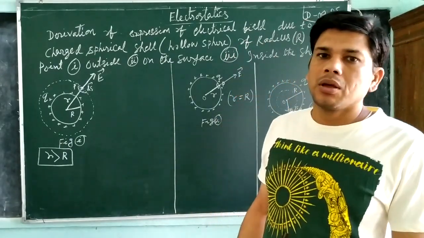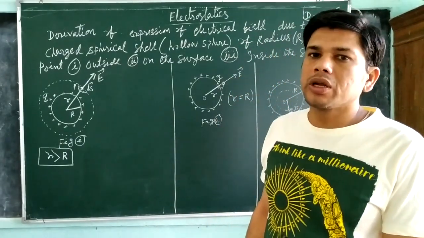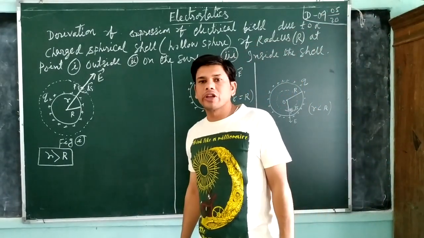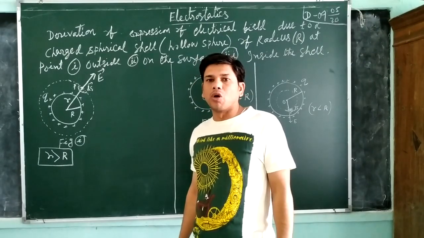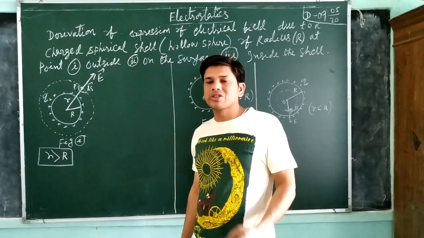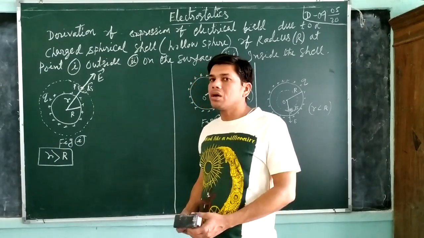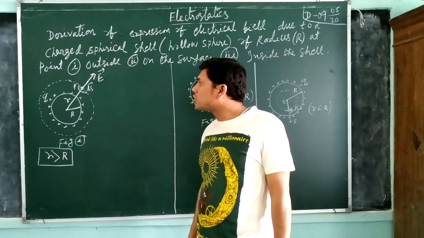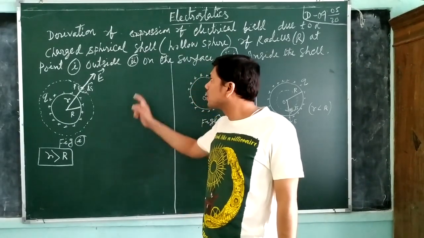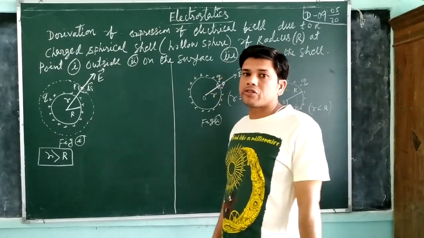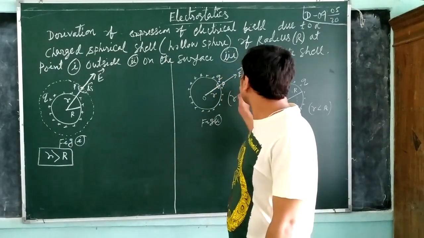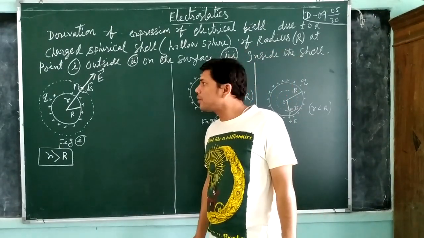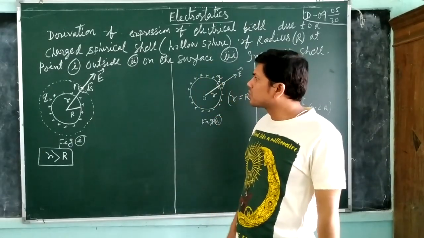Today, by using Gauss theorem, we have to derive an expression for the electric field due to a spherically charged body or hollow sphere in three cases. Number one, when the point is outside the charged spherical sphere. Number two, on the surface of the spherical sphere. And number three, inside the spherical sphere or shell. Okay, so I am discussing one by one.